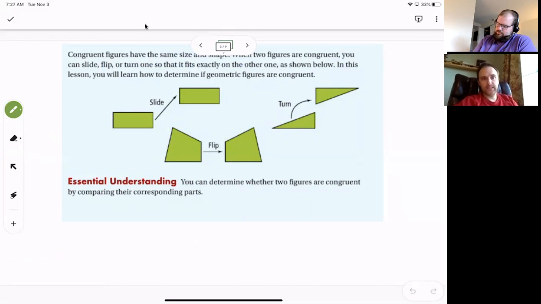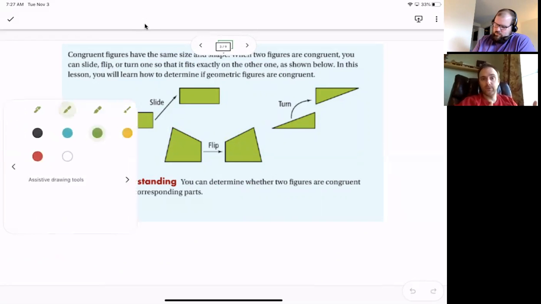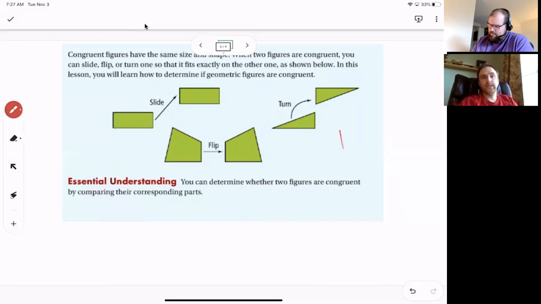Congruent figures have the same size and shape. You can slide, flip, or turn. So those are transformations. To get congruent figures, you can do some sort of rigid motion. The slide would be a translation, a flip would be a reflection, or a turn would be a rotation. And we're going to figure out how to tell if these figures are congruent. I like that you wrote rigid with an exclamation point. That's exciting. So these again are all rigid motions.